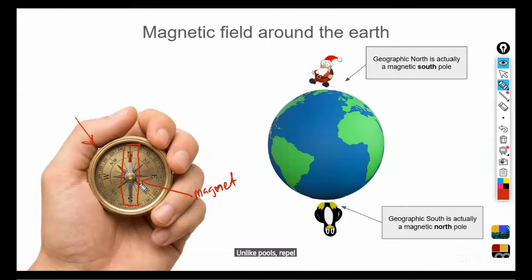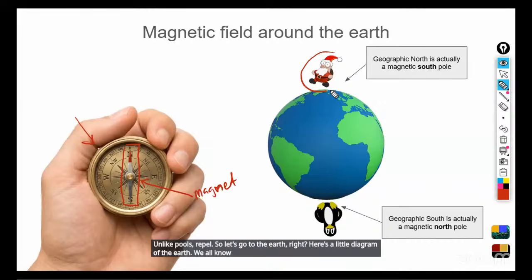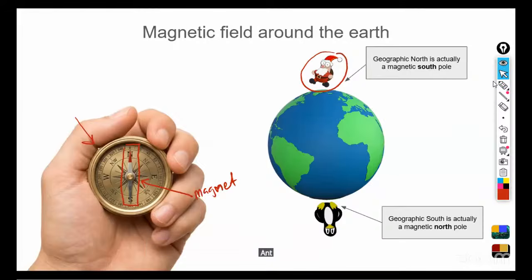Okay, so let's go to the Earth. Here's a little diagram of the Earth. We all know Santa Claus lives in the North Pole. So that's Santa Claus there on the North Pole. I don't know why he looks like that. And Antarctica, with all the penguins, they live in the South Pole. So, basic information.